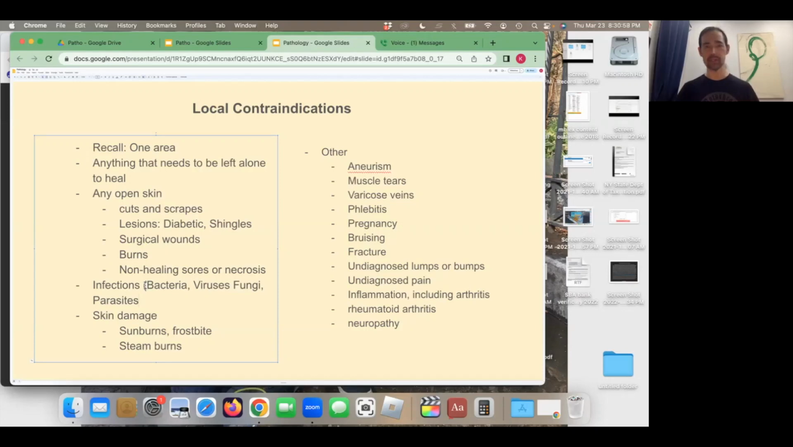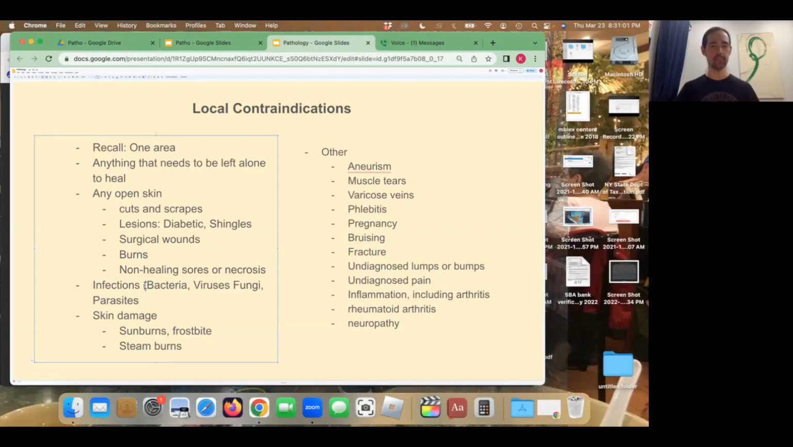Fungal infections, bacterial, viruses, any parasitic infections? You will see parasites under the skin sometimes. Not often, but you will see it sometimes. Again, ask people. Any kind of damage to the skin that we don't usually think of as open skin or lesions, but like sunburns, frostbite, like a steam burn where the skin just looks red or pink or super pink, but it doesn't look necessarily broken.